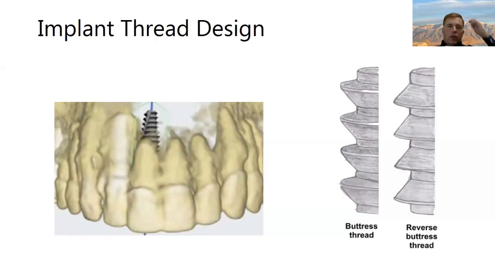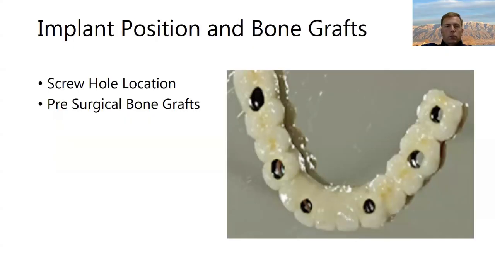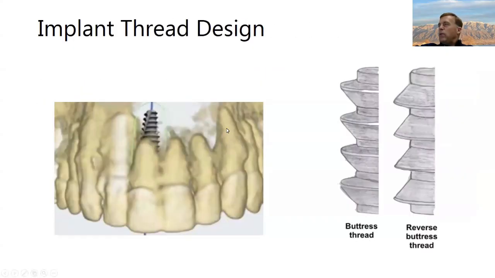Here's why. When we use a buttress style thread like this, which is kind of like the screws that you buy at Home Depot, this creates a shear force on the bone as it's being applied, which is where the bone is the weakest. So we're loading the bone in the way that it's least able to resist.